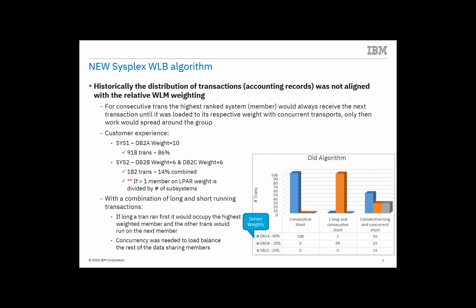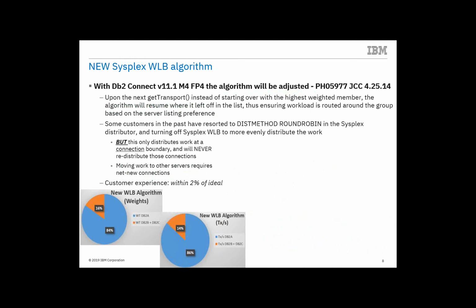So the problem was, like I said, the transactions usually ran on the first member, and if there was no concurrent load on the system, they just stay running there. So a pretty simple fix to this is 11.1.1 mod 4 fix pack 4 of DB2 Connect, and that's driver level 42514. Pretty simple fix. At the next time they do a get transport to get a connection, it's going to remember the last member the transaction ran on.